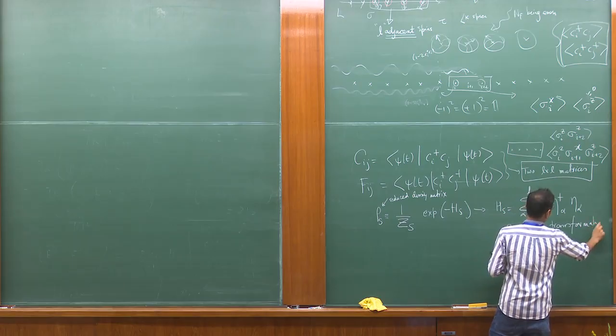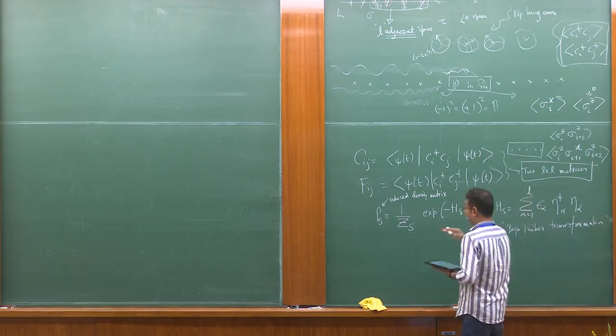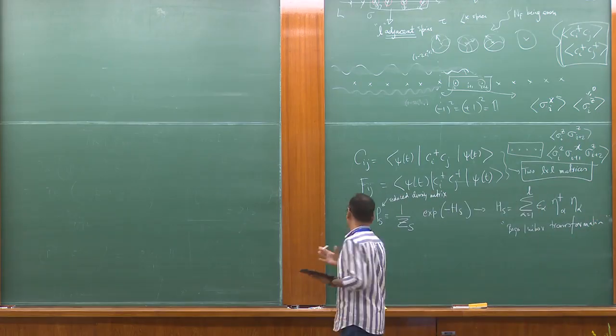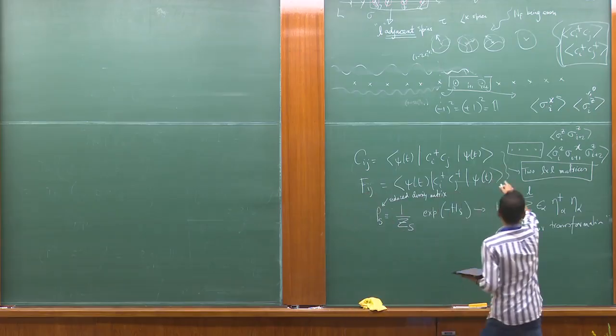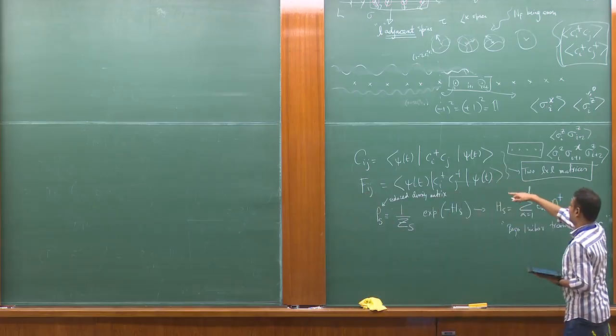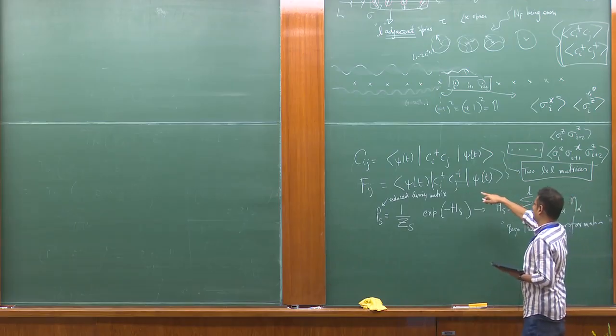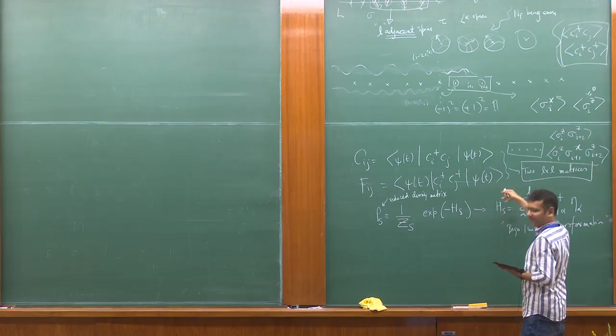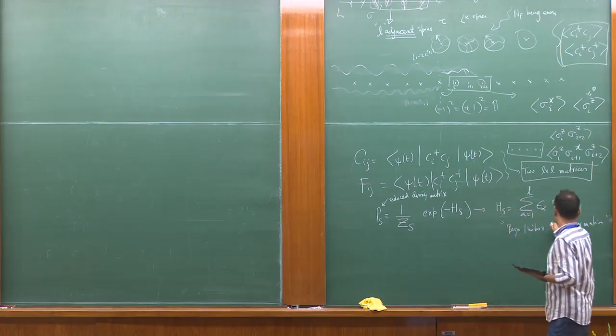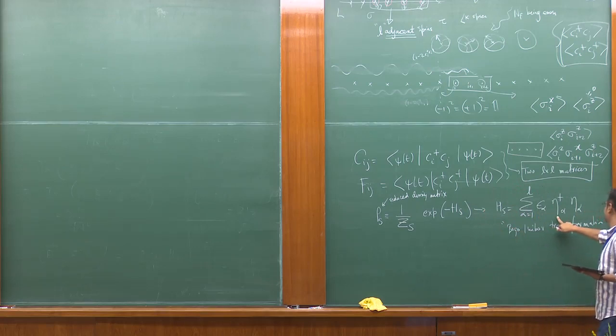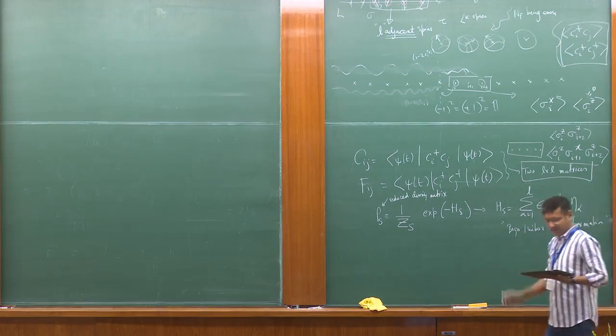So in a nutshell, what you want to do is you have a problem where the original fermionic Hamiltonian has terms like C dagger C dagger as well as C dagger C. You want to go to a basis in which there are only terms like eta dagger eta, something like that.